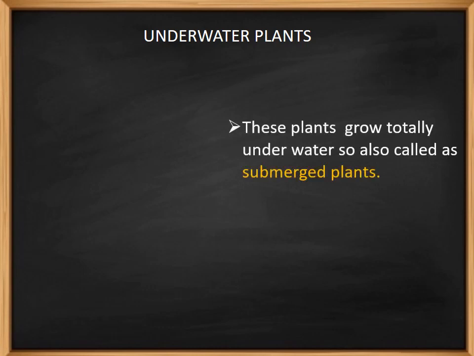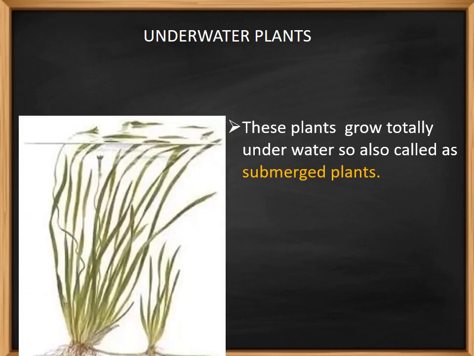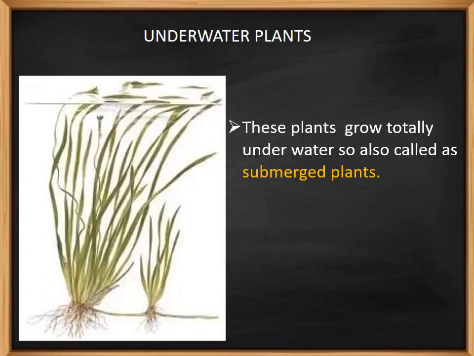Now, it's time to study the last type of aquatic plants, that is underwater plants. What are the features of underwater plants and how are they different from fixed plants and floating plants? First one, these plants grow totally underwater, so they are also called submerged plants. And the example here you can see is Vallisneria.